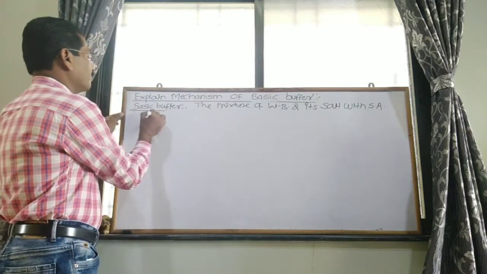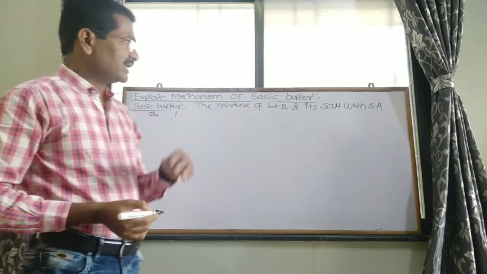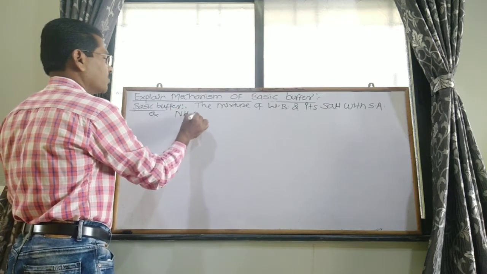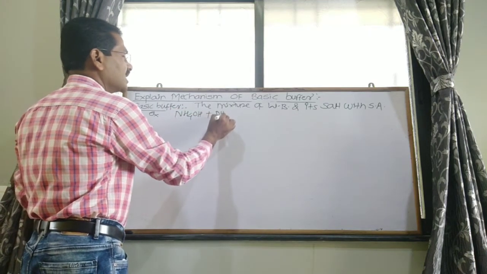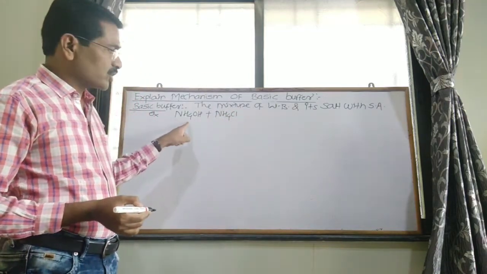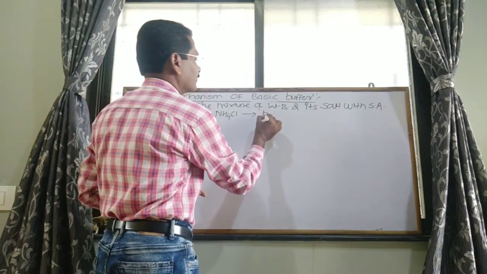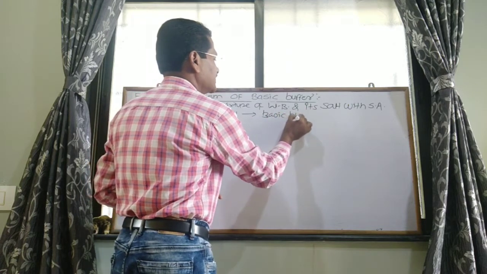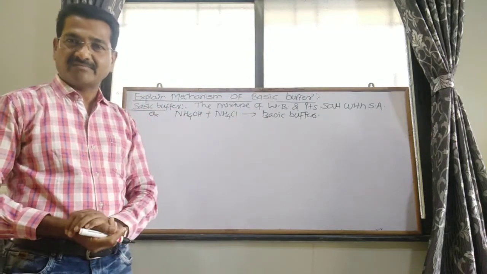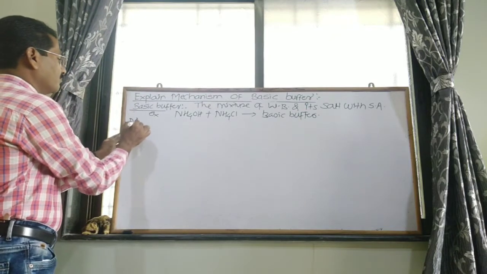What is the example of basic buffer? Example, for that purpose, take the weak base NH4OH, ammonium hydroxide, plus ammonium chloride, NH4Cl, its salt. The mixture of ammonium hydroxide and NH4Cl, ammonium chloride, is called as basic buffer, having the pH more than 7. That is the basic buffer. After the definition of basic buffer, see the mechanism of basic buffer.